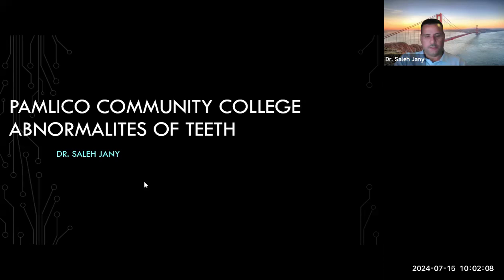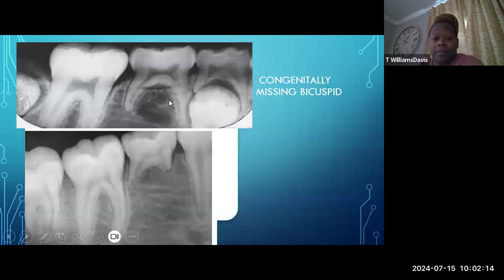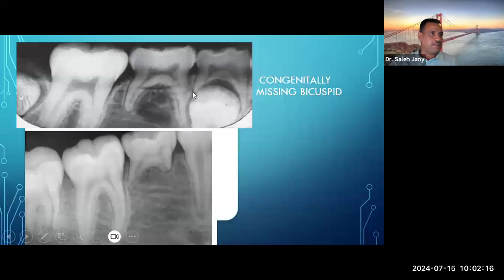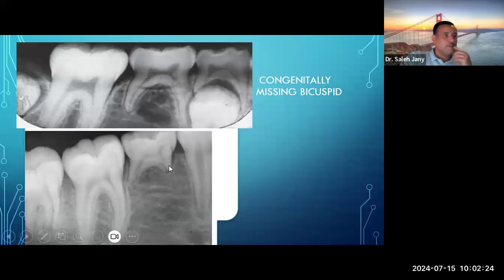You can see the abnormality of teeth. What's happened here? What do you think happened? Those are backups, just some extra. I'm not going to say they're extra teeth.